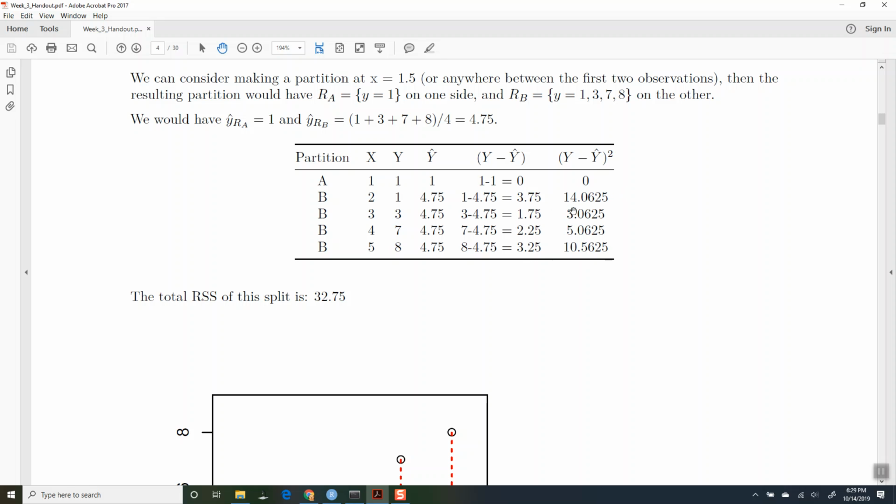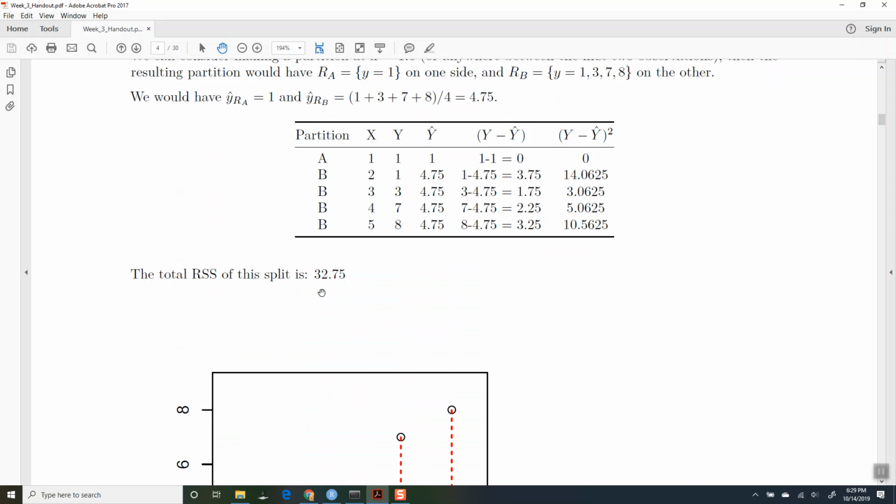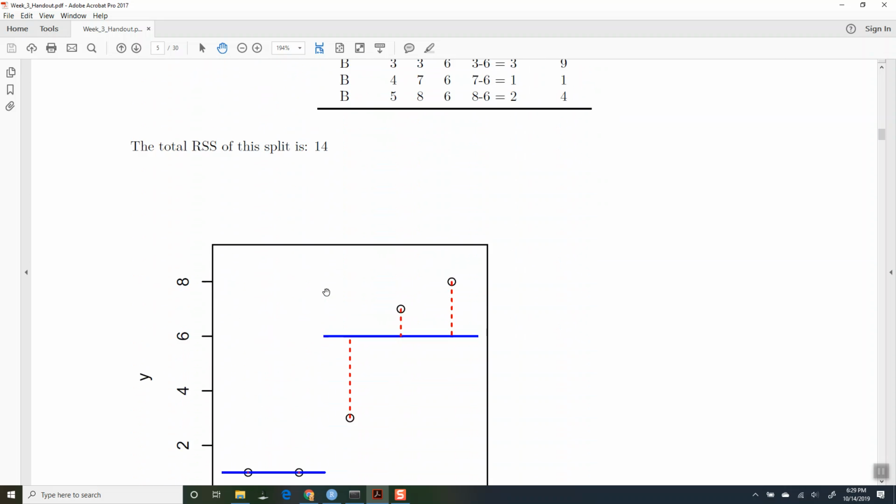I square each of these. I get 14 point something, 3 point something, 5 point something, and 10 point something. And if I sum all of these up, so I have a 0, but I've got a bunch of numbers here, my RSS here is 32.75. Okay, so I went from 44 with no partition, and if I split between 1 and 2, if I make a split at 1.5, I get an RSS of 32.75. Does that make sense?